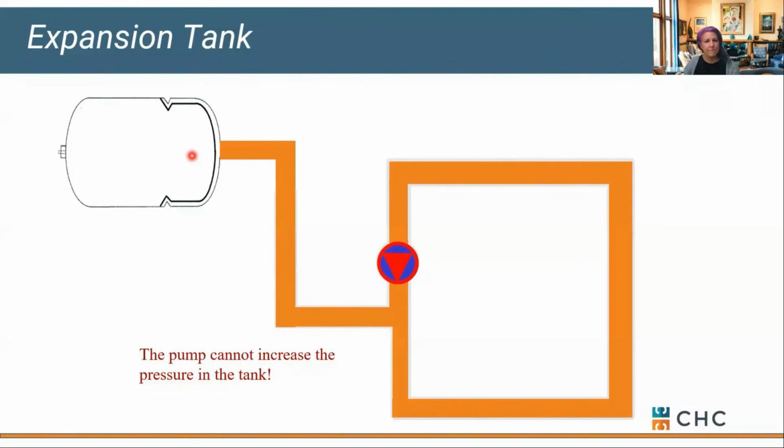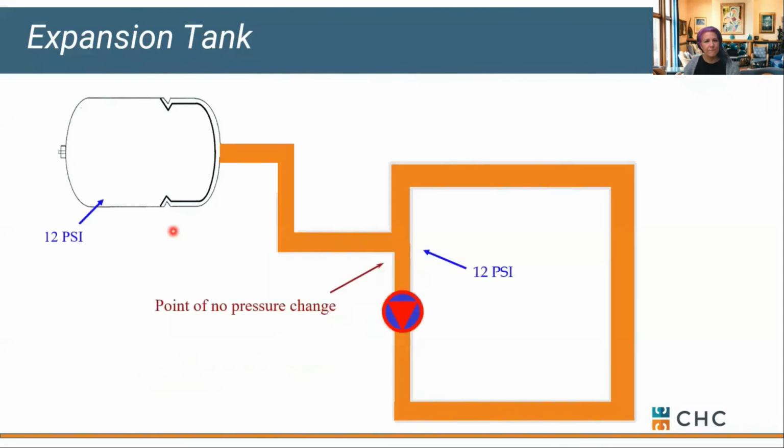Where we tie it into the system, it's pretty important. An expansion tank is the point of no pressure change. Well, that doesn't sound like much, but it has a big effect on how things operate. If we fill our system at 12 pounds, and we have 12 pounds of air in our expansion tank, we can't change any pressures. We're assuming there's no boiler in the system, okay? Just an expansion tank tied into a piece of pipe with a pump attached to it. So where our expansion tank ties into the system, it's the point of no pressure change.